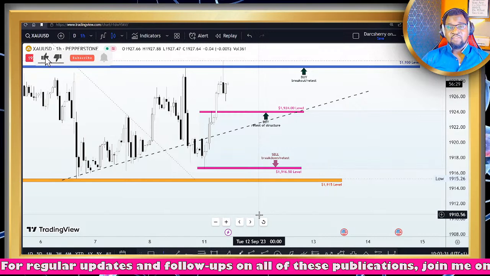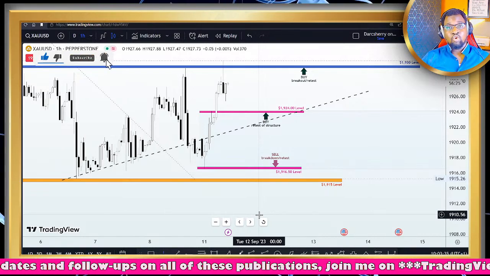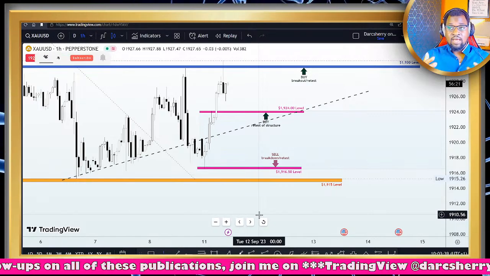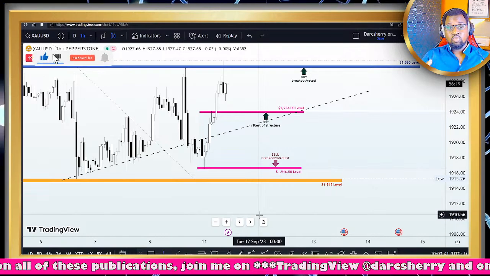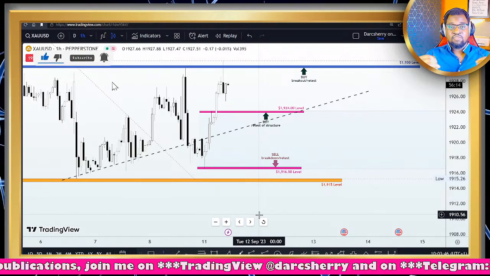And in fact, if we start seeing signs even before the breakdown happens, like lower lows and lower highs, we will definitely capitalize on that move. If there are such situations on the chart, I will definitely share them with you on my TradingView and Telegram platform.